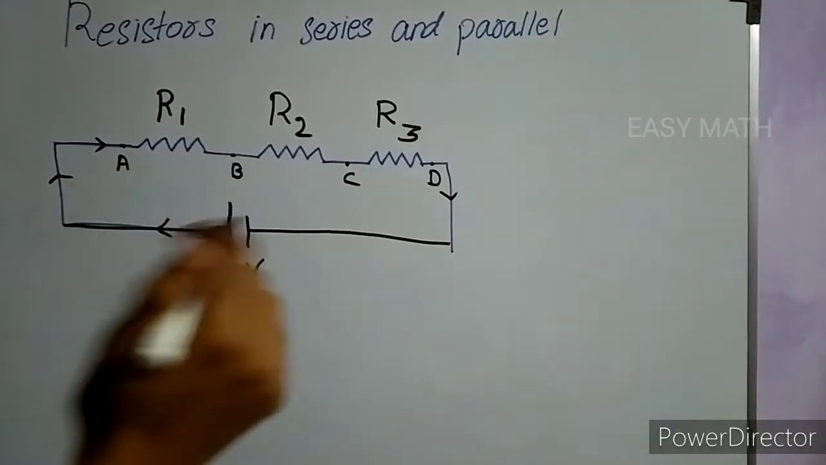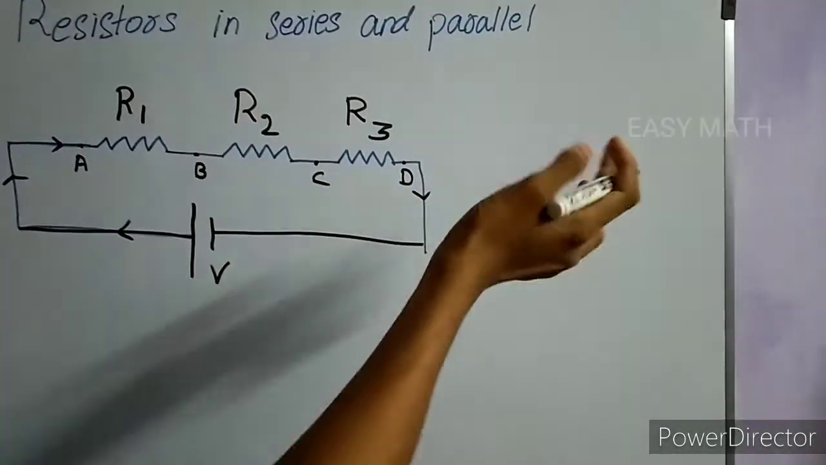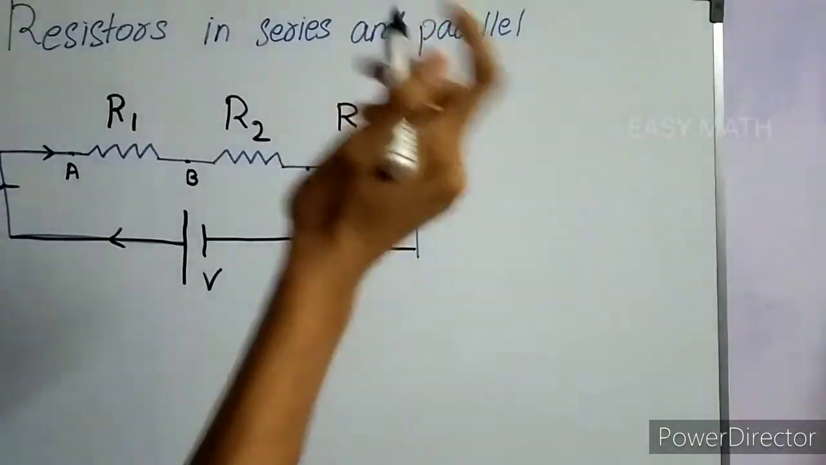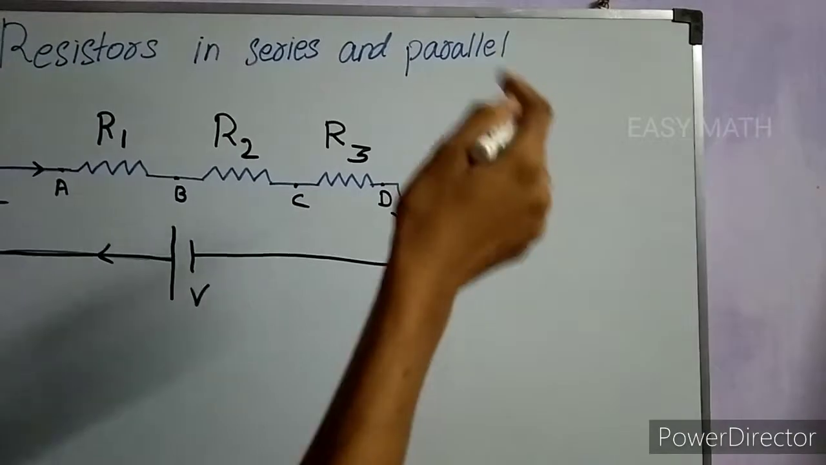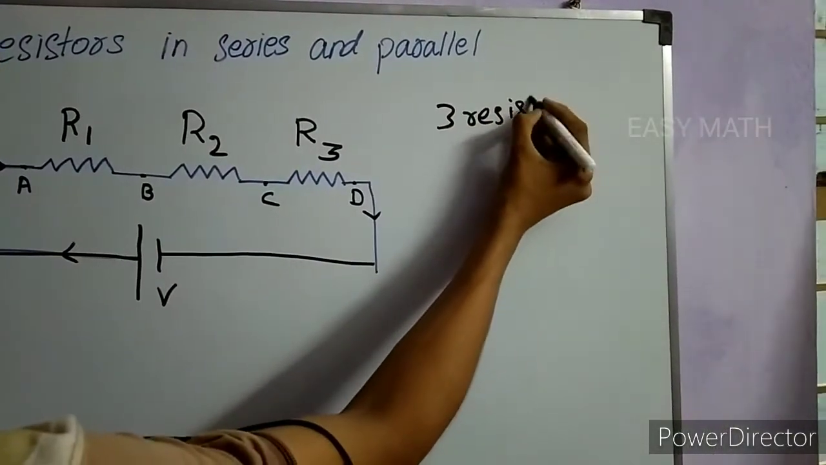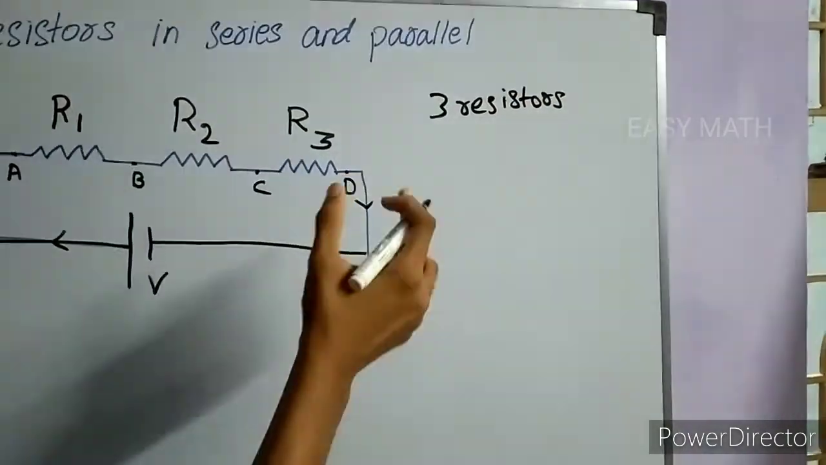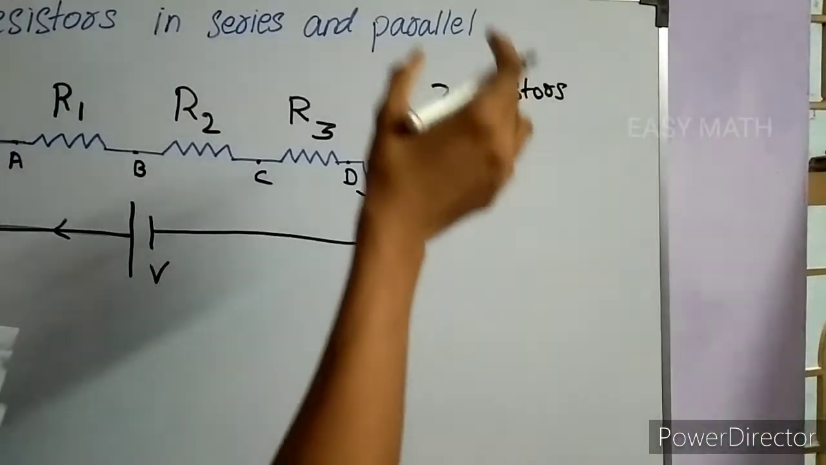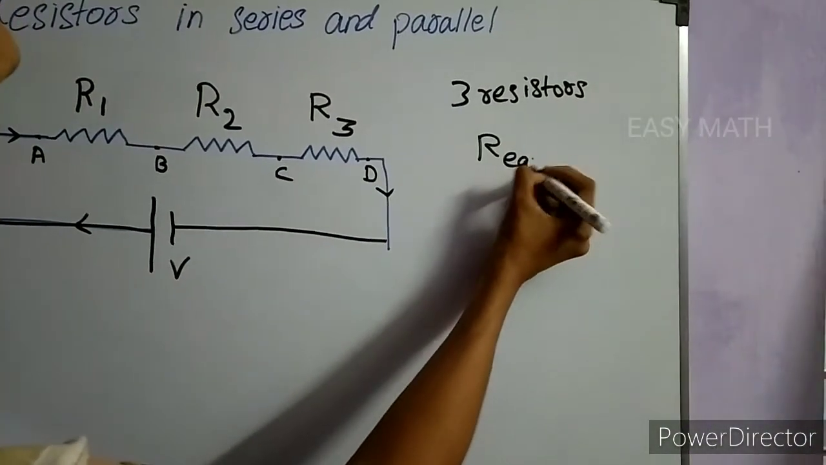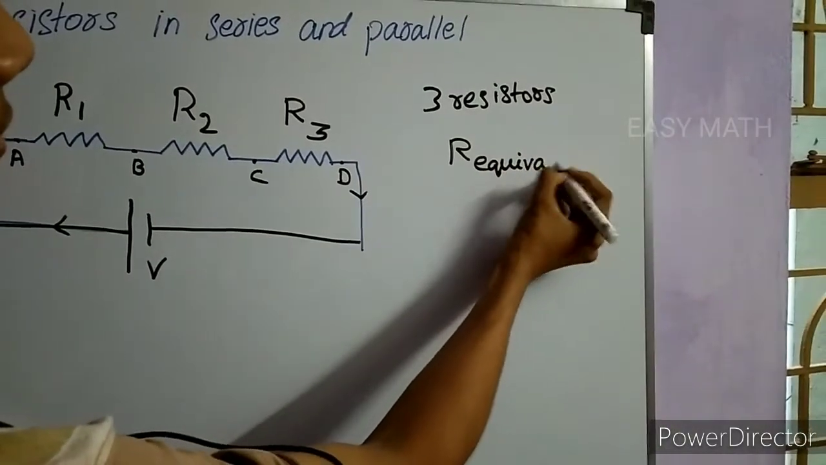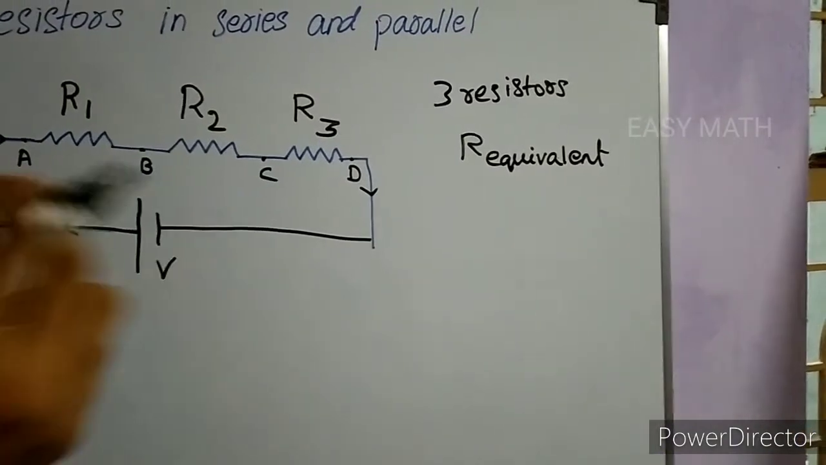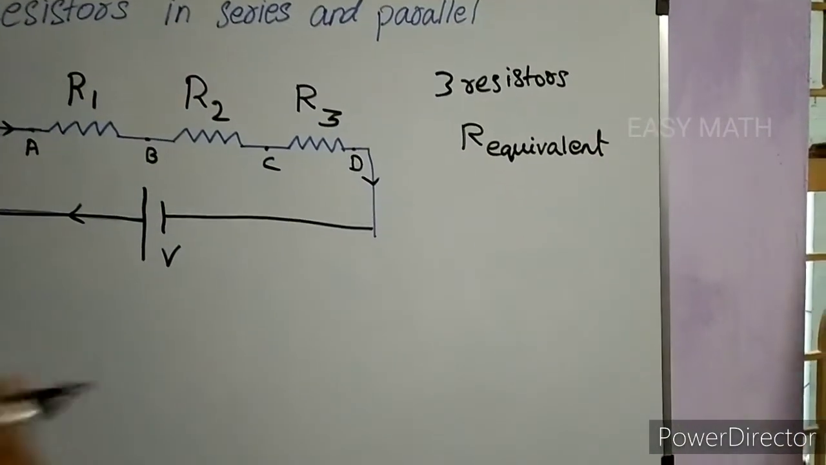Equivalent resistance is nothing but, if we are given n number of resistors, or we are given three resistors such as R1, R2 and R3, we can replace R1, R2 and R3, the three resistors, by a single resistance known as equivalent resistance. Due to this equivalent resistance, there is no change in current and potential difference between the terminals of the combination.